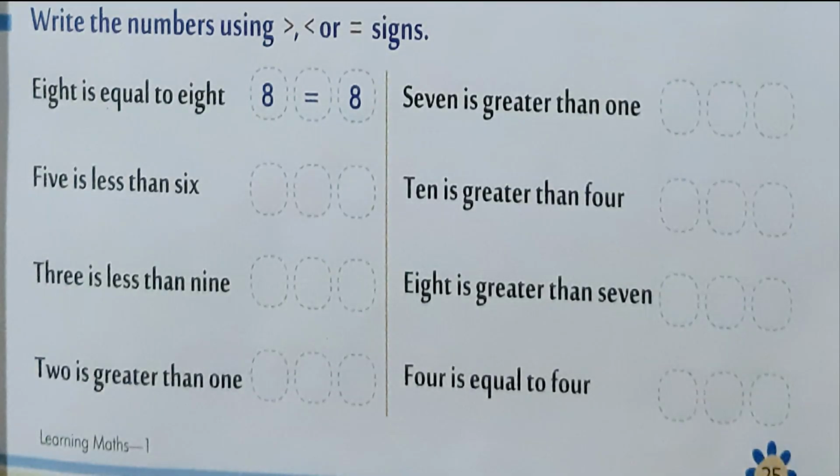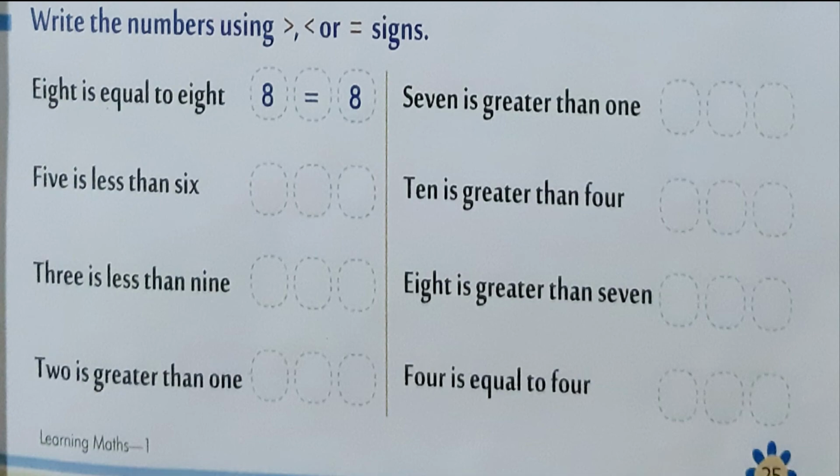Read the next heading, children. Write the numbers using greater than, lesser than or equal to signs. Here they have given the word form, children. We have to write in numbers for that given sentences. See the first one. 8 is equal to 8. 8 is equal to 8. So here we have to write 8 is equal to 8. And see the next one.